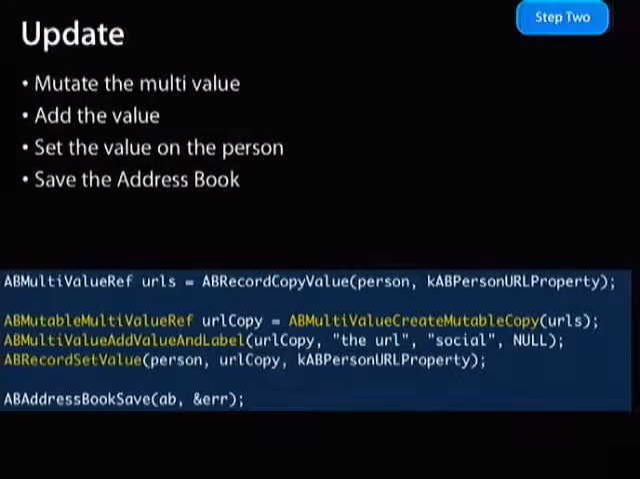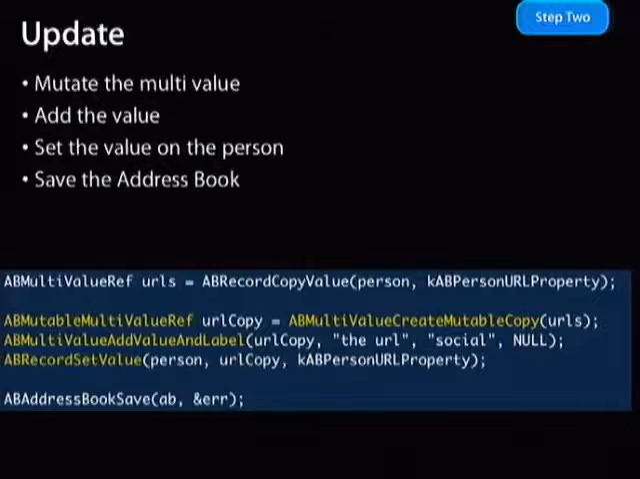In this case, in order to do the update, there are a few steps. You need to get any existing data you have in that contact, because you don't want to just blow it away. And then you need to mutate this data. Once you've created this mutable copy, I'll comment over the code in just a little bit, you need to add that value, set the multi-value ref back on the person, and then save the address book. So this is what it looks like in code.